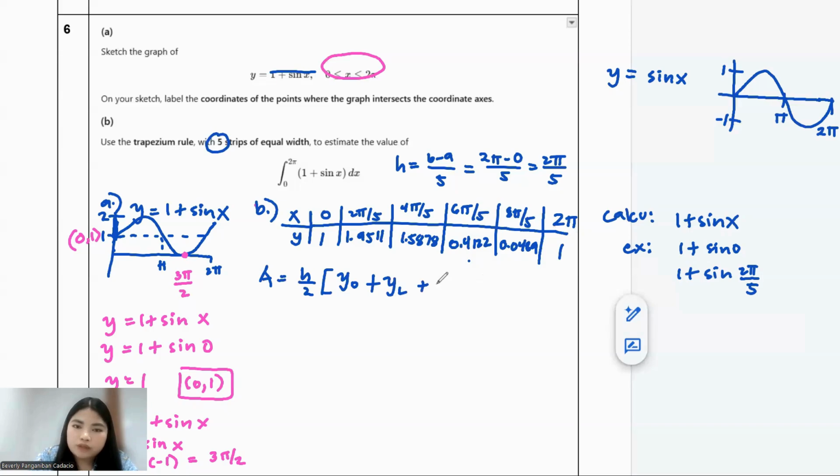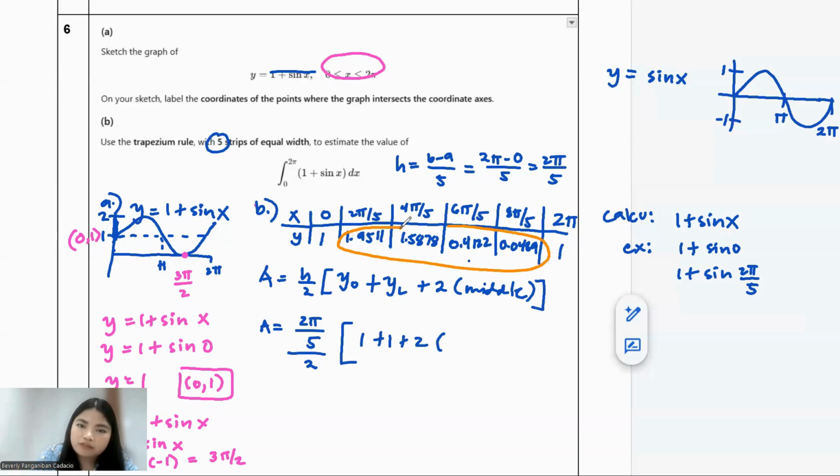And then you're going to add all at the middle and multiply it by 2. And that's the formula. Okay, I need the substitution, at least the substitution, guys. So your h is 2 pi over 5 over 2. And then your y0 will be 1. And then 1 plus 1 plus 2. You can just add all the middle, just put it in the calculator. Be careful. One number wrong, you will have a disaster in the accuracy of your answer.